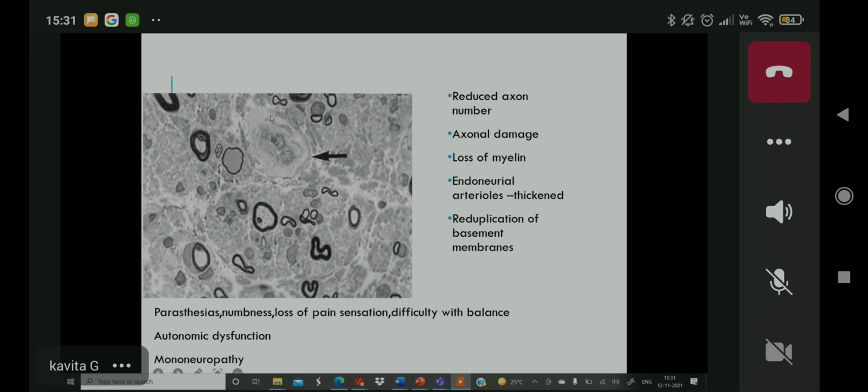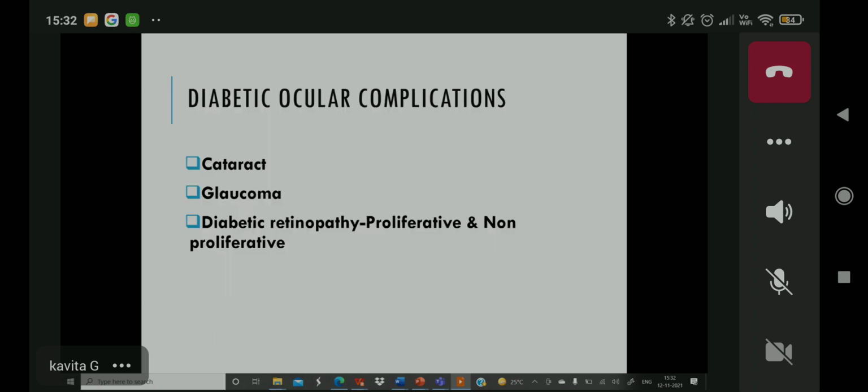And you can even look at this. This is a vessel which has been thickened, right? And you have reduplication of basal membrane. The nerve's own basal membrane itself has been reduplicated. How is the patient going to present? The patient is going to say, I have numbness, I have disruption in balance, and there's autonomic dysfunction.